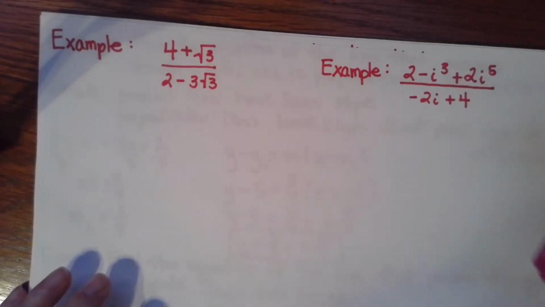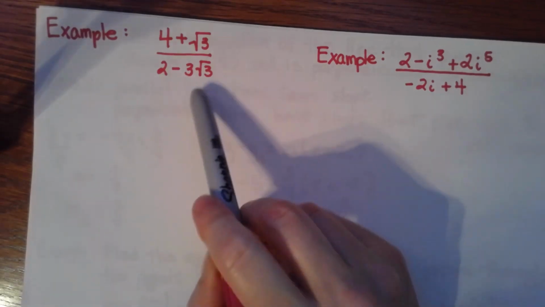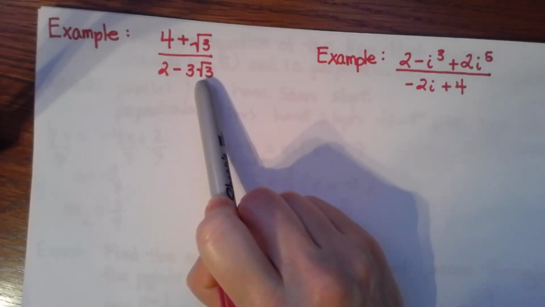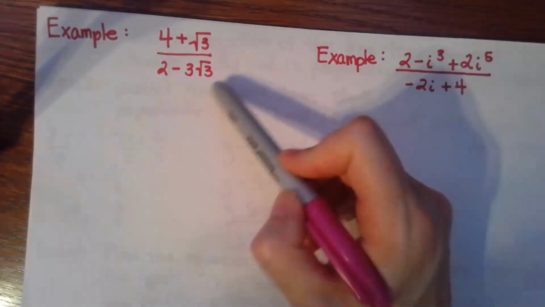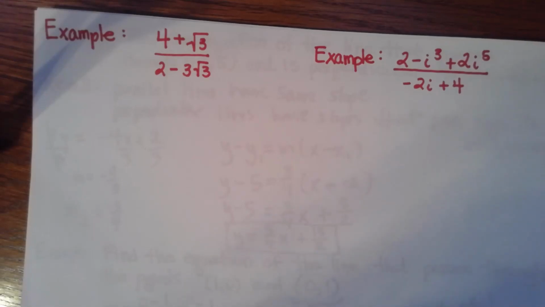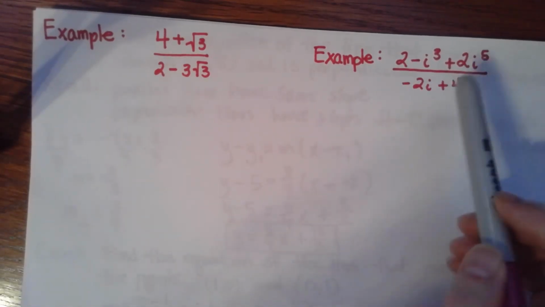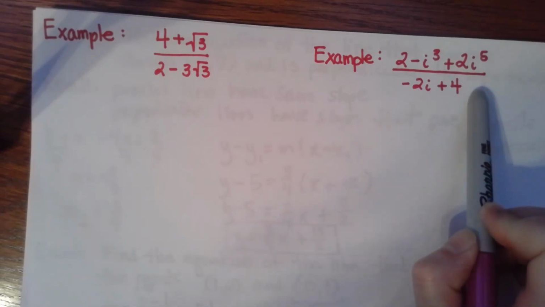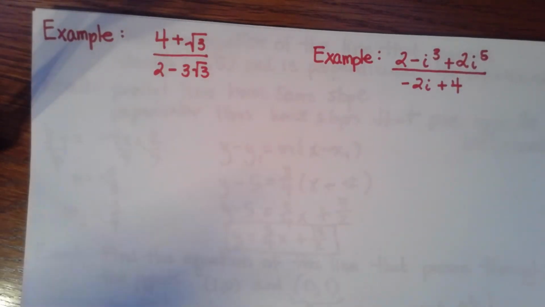Okay, so there are a couple of different kinds of problems that we have looked at in the past for rationalizing denominators. One type is when we have irrational numbers in the denominator, like 2 minus 3 square root of 3. The square root of 3 is irrational, so we have an irrational denominator. Another example is when we have complex numbers in our denominator. Clearly, that's not a rational number. Okay, so neither of these are rational numbers in the denominator.